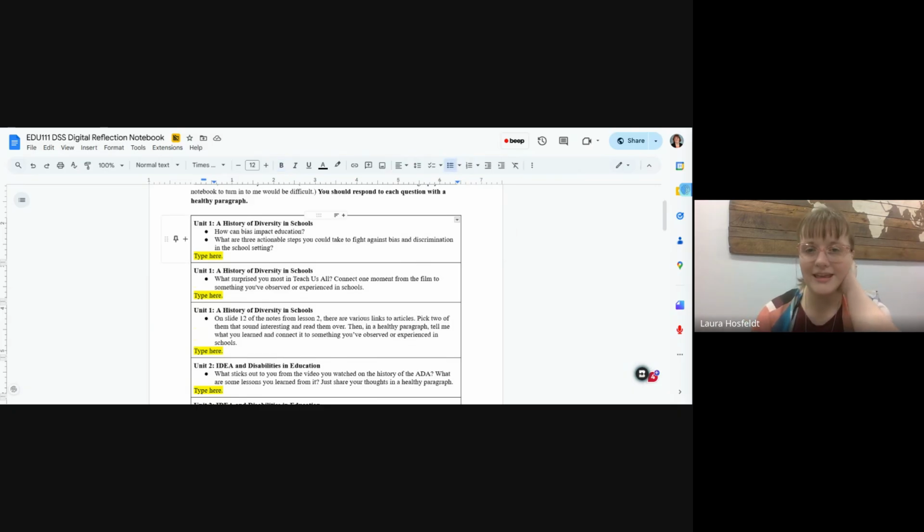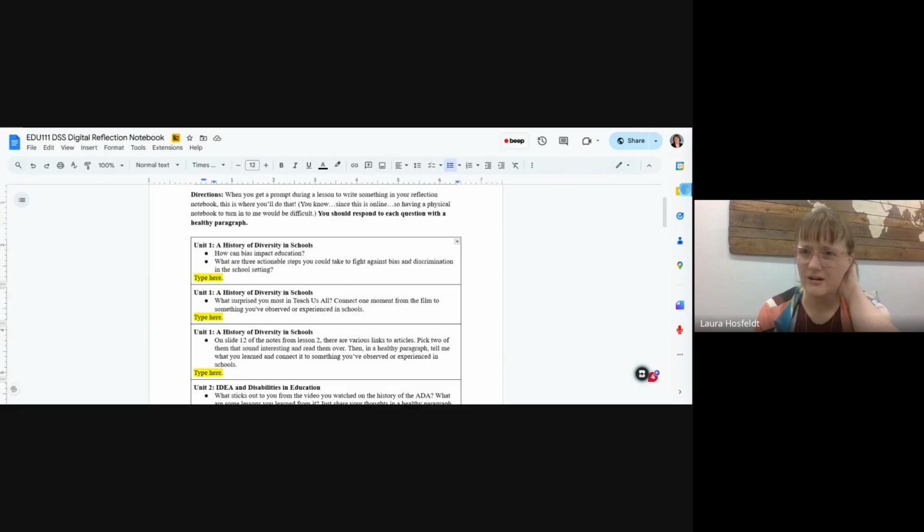So on the first one, and for each one of these, you're really only looking at a paragraph, guys. Don't overthink it. You're not writing an essay for all of these. You're just writing a paragraph. And you don't have to be formal in it either. Just talk like you're talking to me, because that's ultimately what this is for.